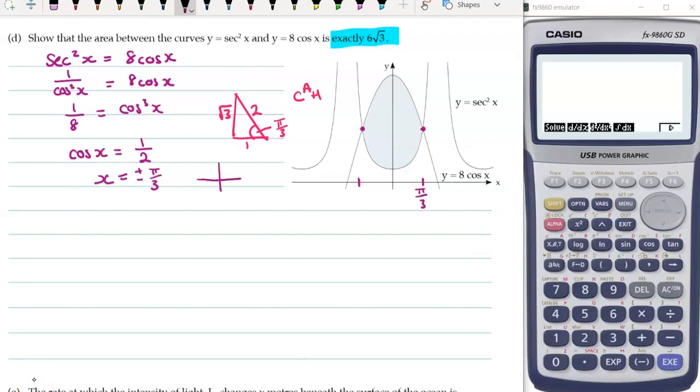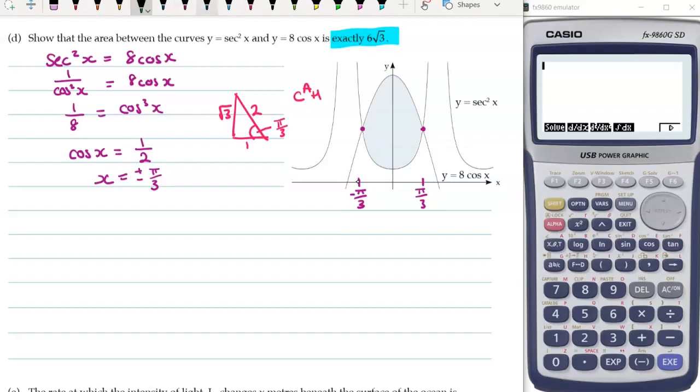The minus one is from knowing that the cos graph does this shape here. So I'm just trying to squeeze it in. So we know that it's symmetrical about the y-axis. So our solution will be that the left one here is also symmetrical and gives me a minus pi by 3. Okay, so now let's move on to find the area.